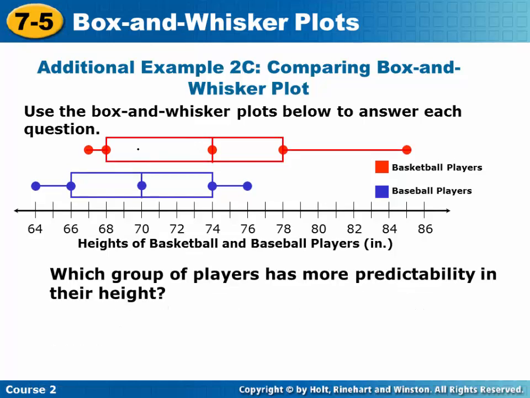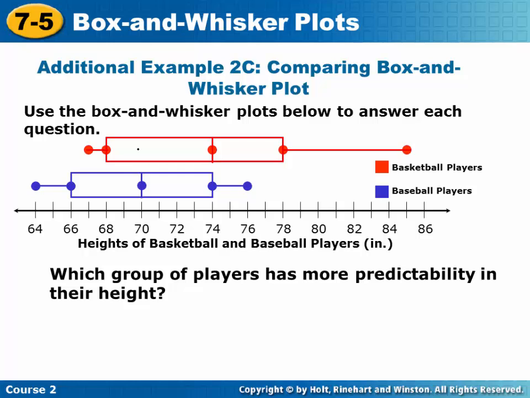So which one has the bigger interquartile range? Basketball, definitely. Now this last question's a little tricky. It says, which group of players has more predictability in their height? Predictability means that you could be able to choose ahead of time how tall this person might be. Now predictability, basically when you're talking about that, is if your data is really spread out, it's not really easy to predict how tall somebody is or predict what the data might be. But if your data is really tight together, really close together, then it's probably pretty easy to tell what something's going to be. Okay, it's easier to predict.